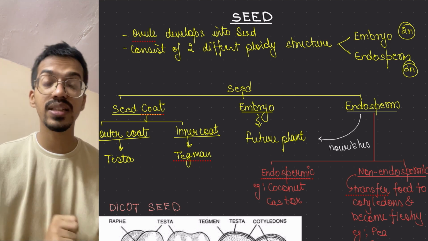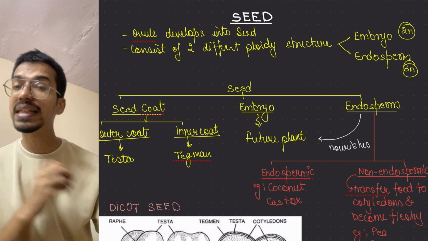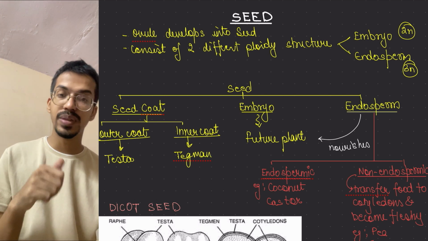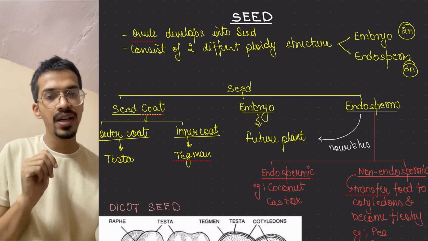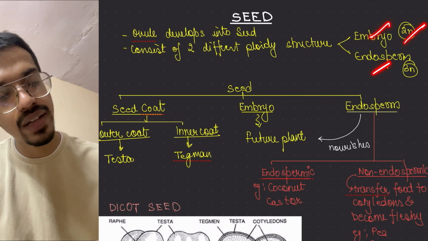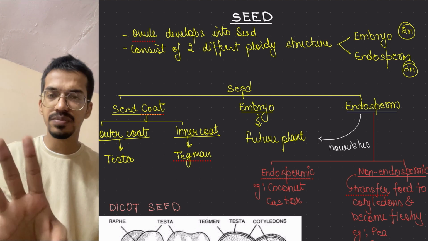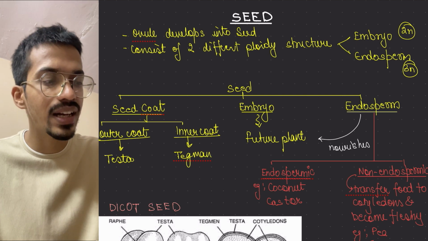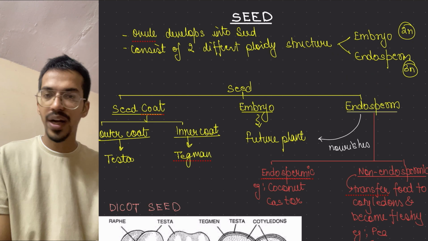What does ploidy mean? If you remember from biological classification and the plant kingdom, I told you that there could be two different types of ploidy, haploid or diploid. Here, more than that could also be there, called triploid, meaning one extra haploid content is added. So embryo is 2n, endosperm is 3n. How it happens, we will learn later in sexual reproduction of flowering plants. Right now, just remember that embryo has 2n ploidy and endosperm has 3n ploidy.